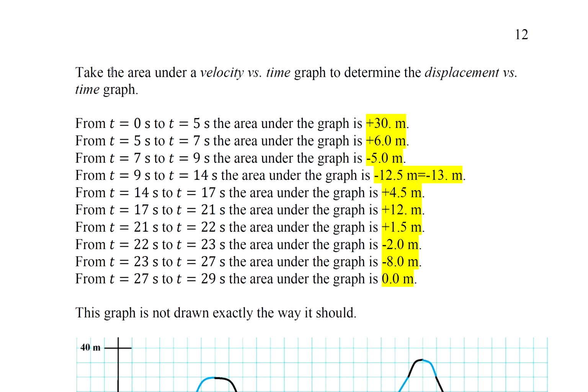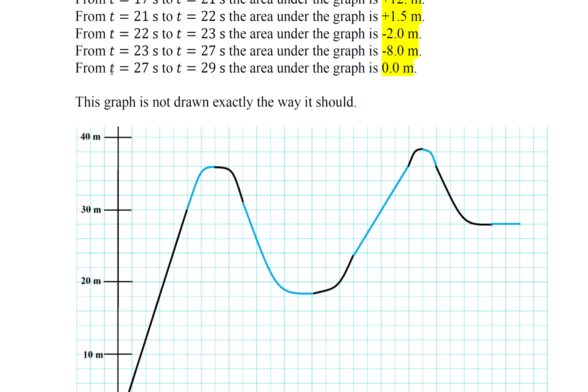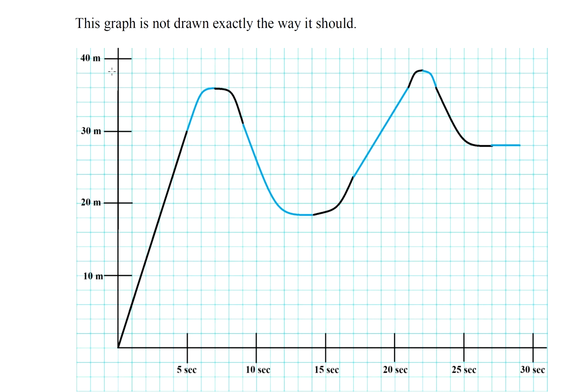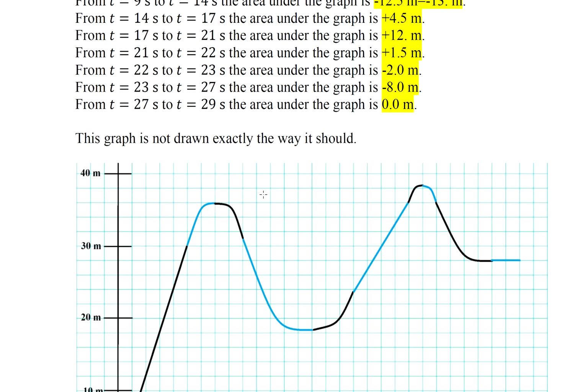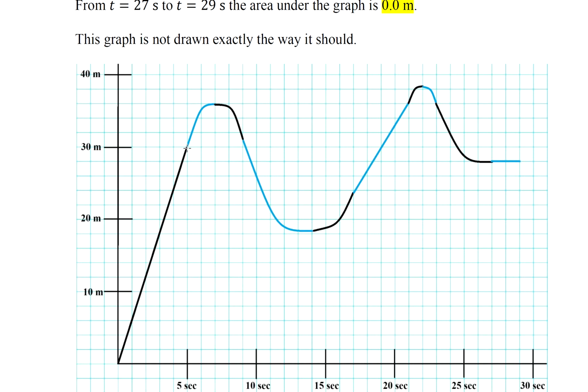And now let's try to find the displacement versus time graph. We have to find the area under the graph first, because we're integrating. So this is what the displacement versus time graph would look like roughly. From t equals 0 to t equals 5, the area under the graph is 30 meters. So this area, we should go from displacement equals 0 to displacement equals 30 at 5 seconds.